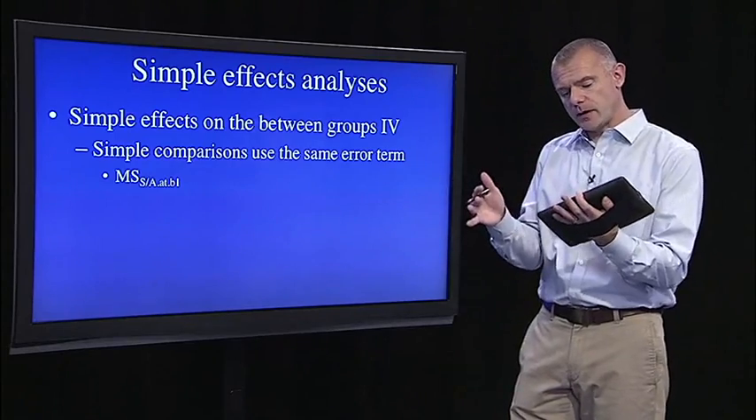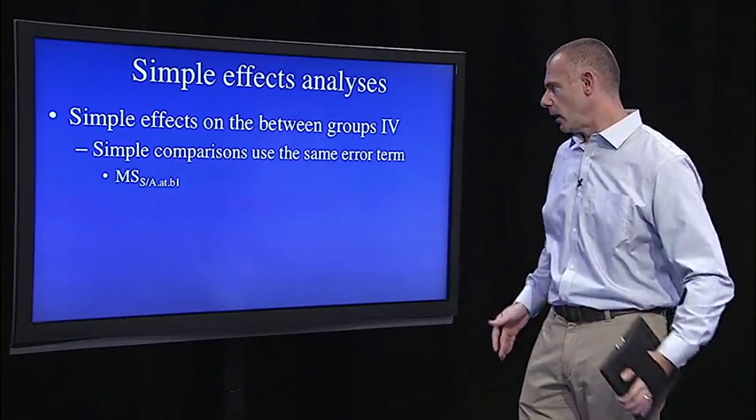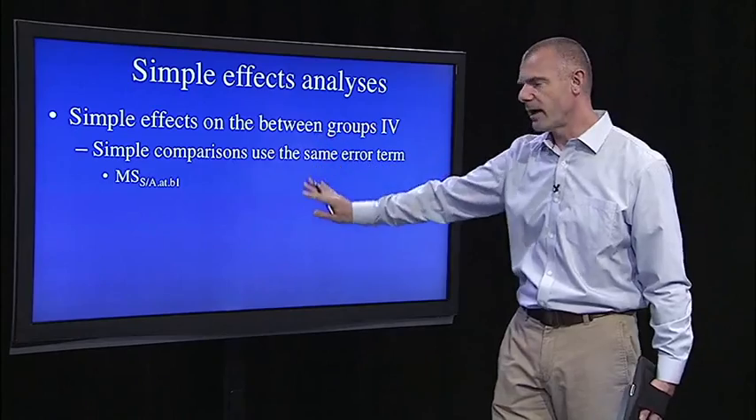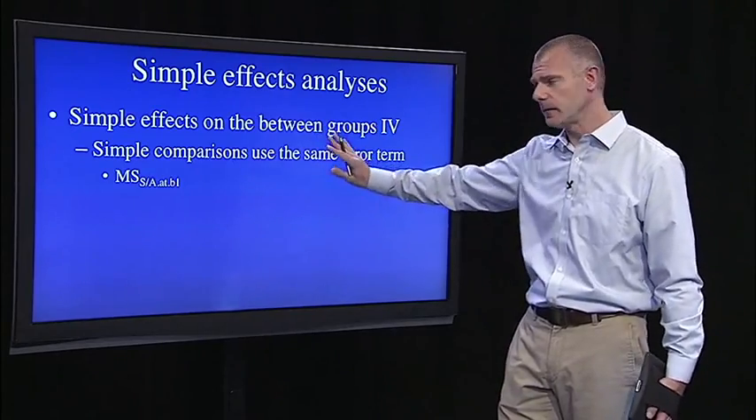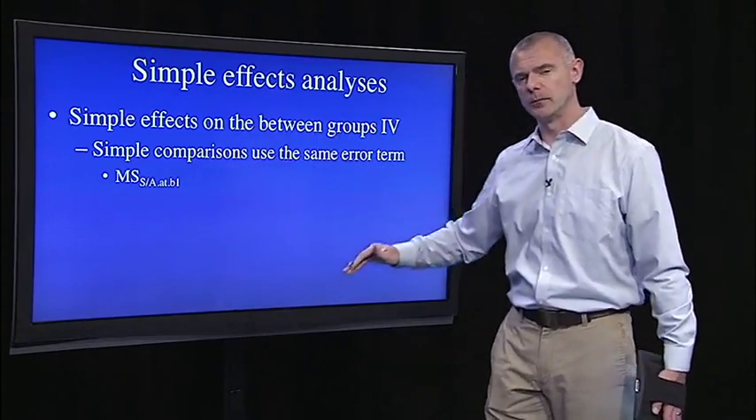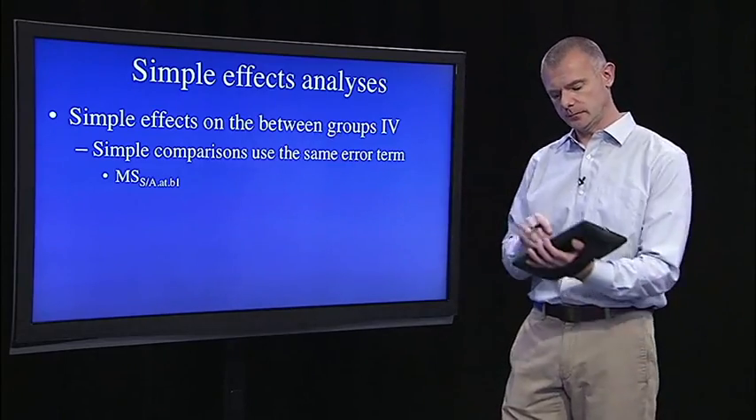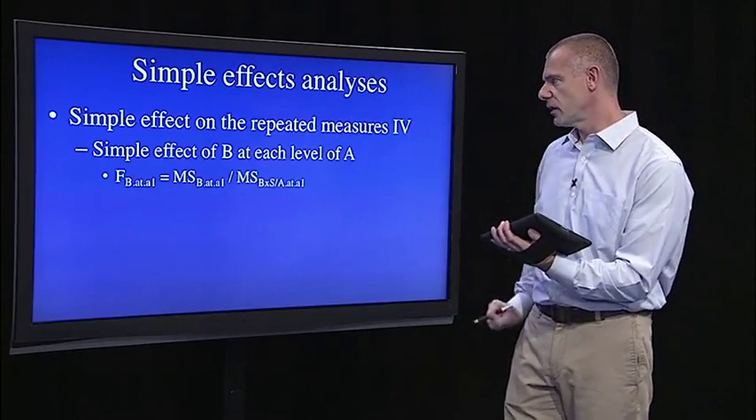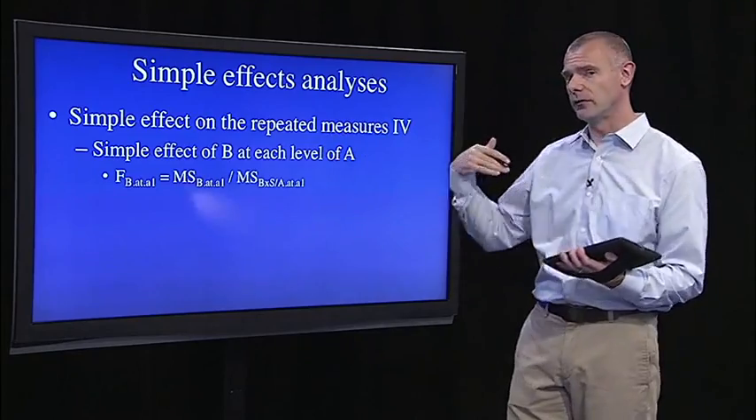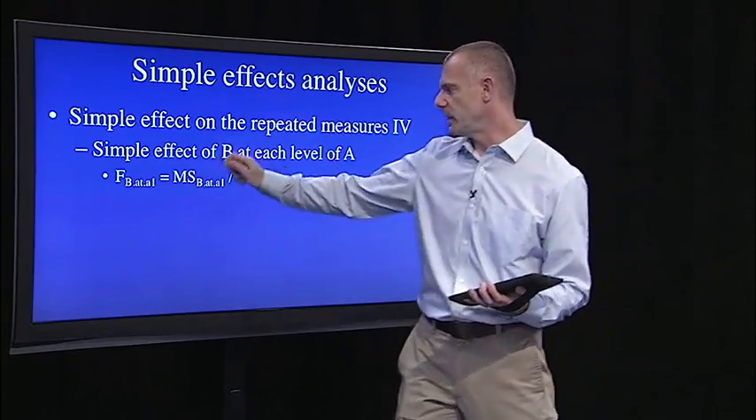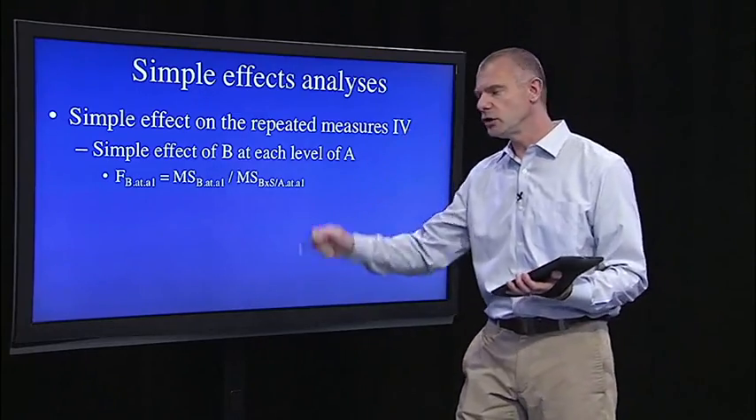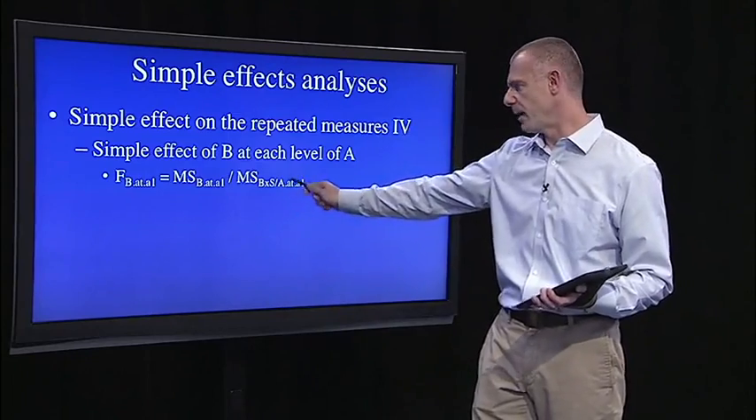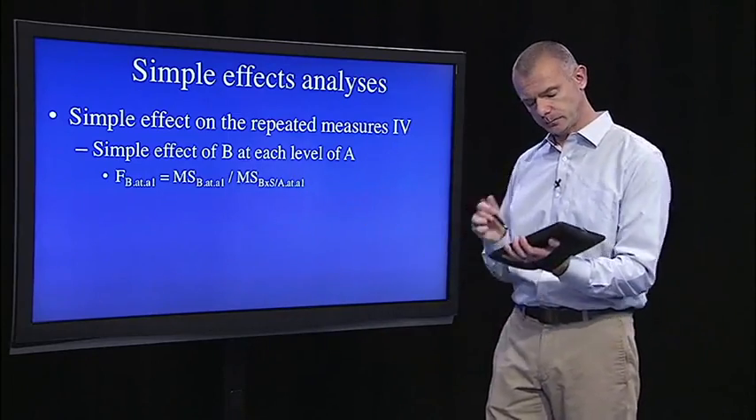You could then follow that up by doing simple comparisons. And because you're doing this on a between groups IV, the simple comparisons, or the post hoc tests, all use that same error term, assuming homogeneity of variance. If we do it on the repeated measures IV, then I look at the simple effect of B at each level of A. So the effect of B at A1, and the effect of B at A2, and so on. And notice it's an interaction term down here and there. It's B by S, because we're doing a repeated measures.